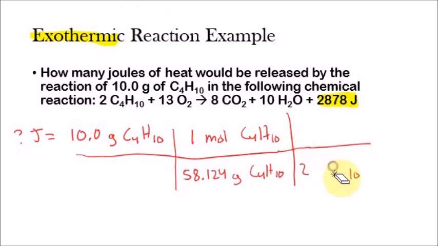It's 2 moles of C4H10 which releases 2,878 joules. So for every 2 moles of C4H10 that is reacted, 2,878 joules are released, okay? It's not based on the atom. It's not that for every 2 molecules of C4H10, 2,878 joules are released.